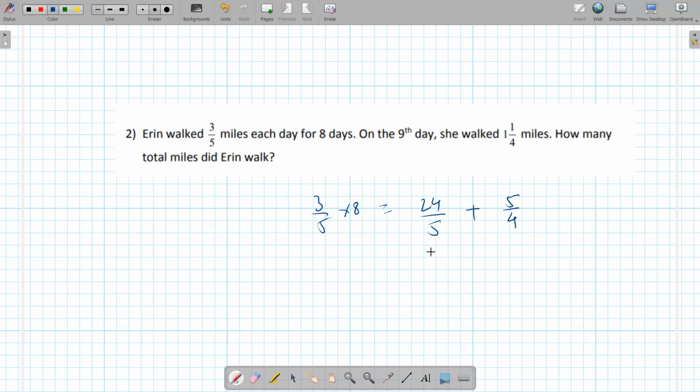What's the common denominator between 5 and 4? 20, right? So I need to multiply this by a 5. I need to multiply this by a 4. 24 times 4 is 96 over 20, plus 25 over 20. So this will be 121 over 20, which is 6 and 1 over 20. That makes sense? Yep.